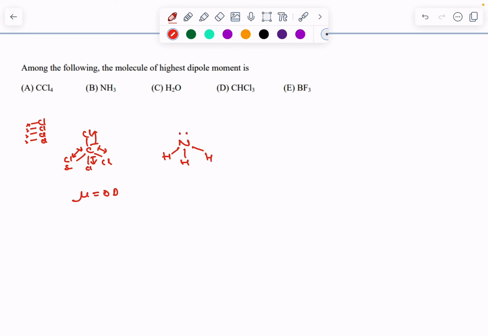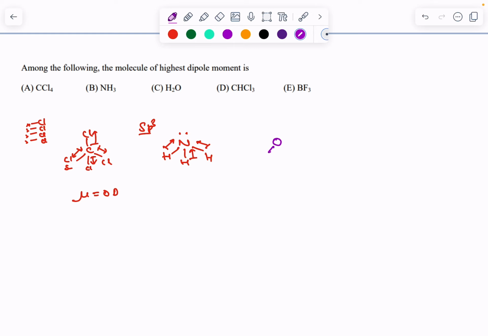If you take ammonia, there are 3 hydrogen atoms. Here a lone pair is there on the nitrogen. Hybridization is sp3, pyramidal structure. If you take the dipole moment, nitrogen is more electronegative than hydrogen, so negative charge develops here and positive charge develops here. So overall, there is some dipole moment for ammonia.